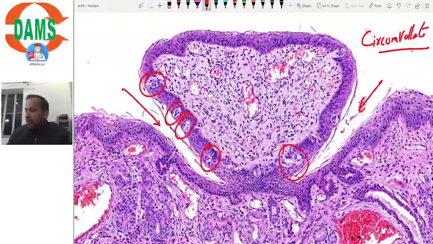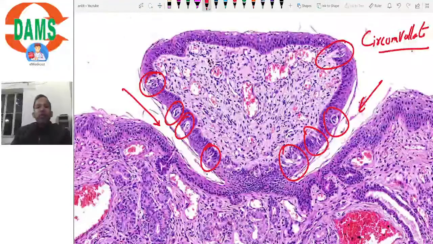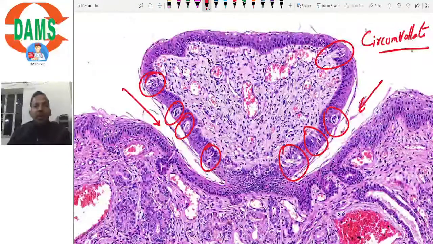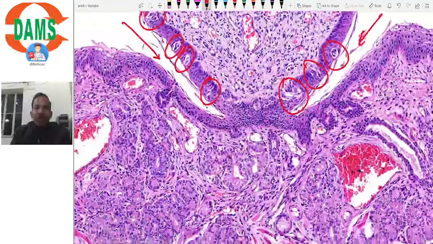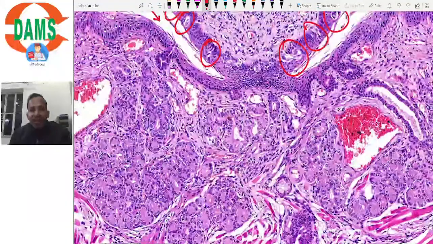These are the taste buds that are located on its wall. It has the most numerous taste buds. The maximum taste buds are seen near the circumvallate papilla. Apart from that, it is also associated with minor salivary gland. So von Ebner's salivary gland, isn't it?